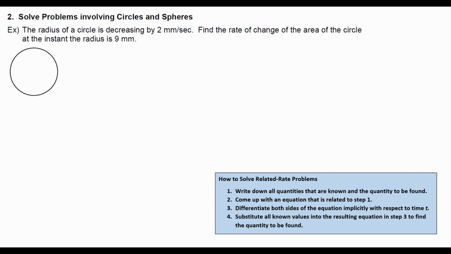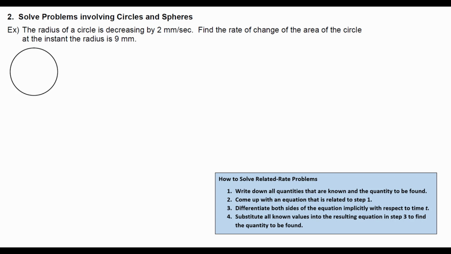Okay, let's see now if we can apply how to solve related rate problems to a real problem. Example: the radius of a circle is decreasing by 2 millimeters per second. Find the rate of change of the area of the circle at the instant the radius is 9 millimeters.